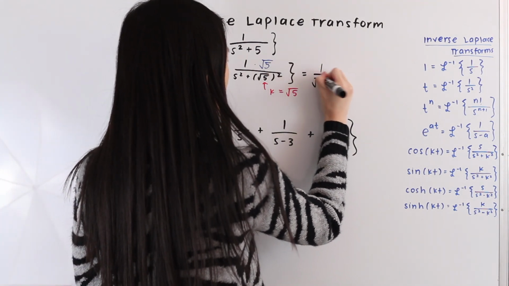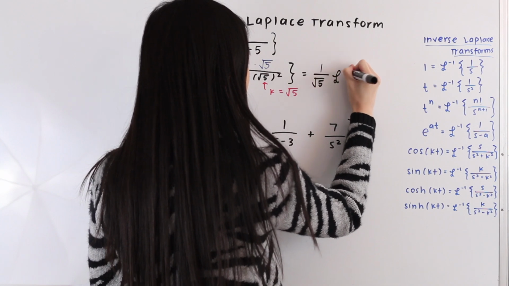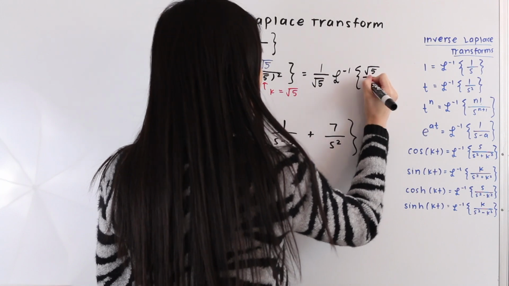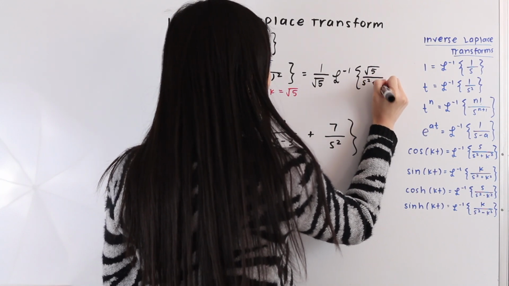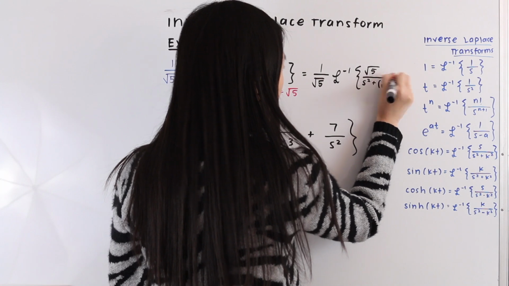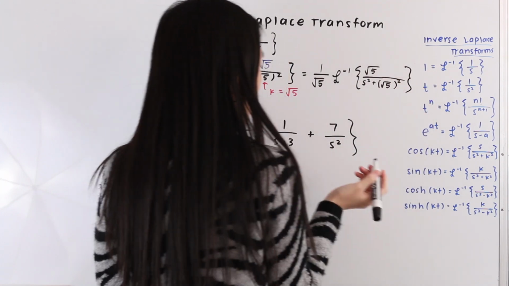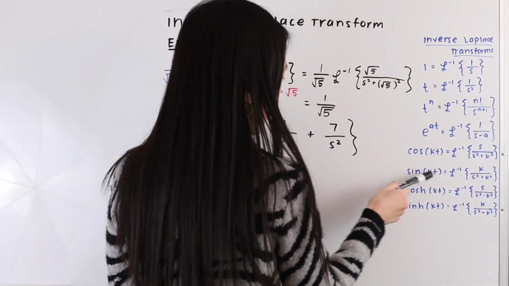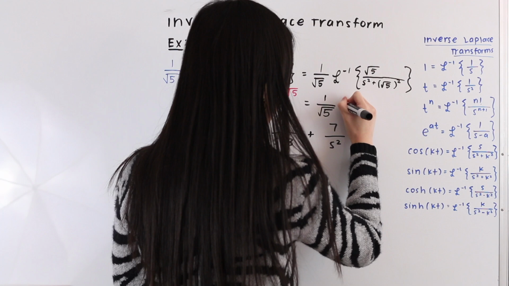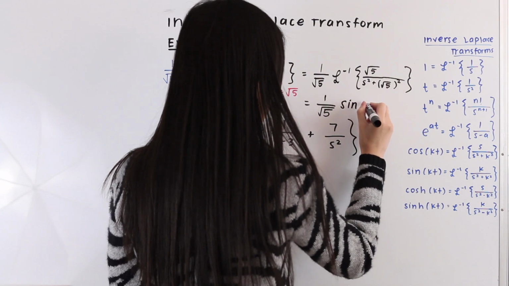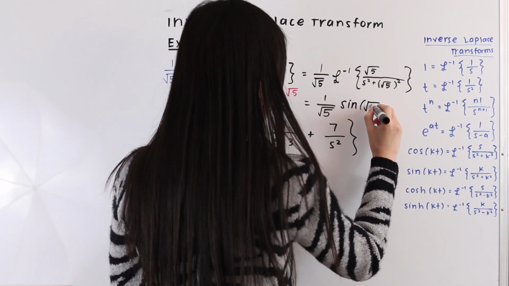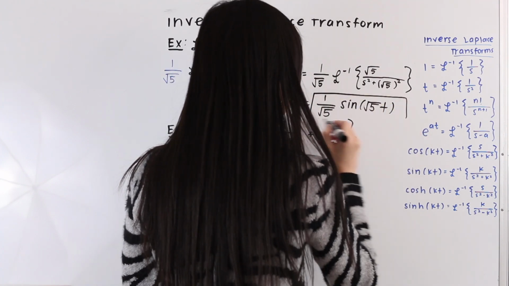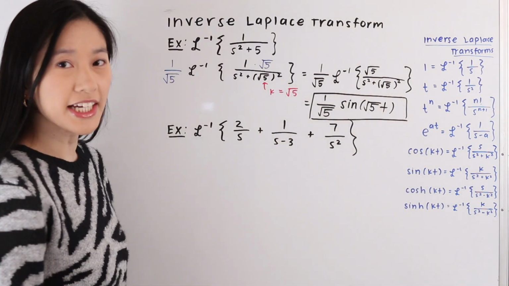1 over the square root of 5 times the inverse Laplace transform of the square root of 5 over s squared plus the square root of 5 squared. And so this simplifies down to 1 over the square root of 5 times the sine of kt. So the sine of kt is equal to sine of the square root of 5 times t. And so this is our final answer. So let's go ahead and take a look at this last example.